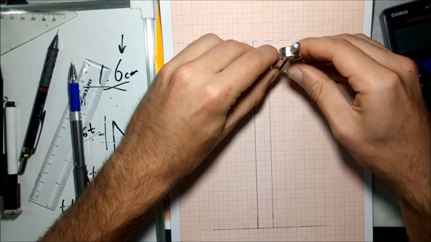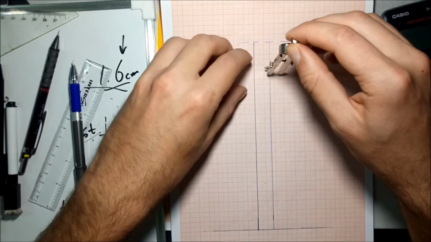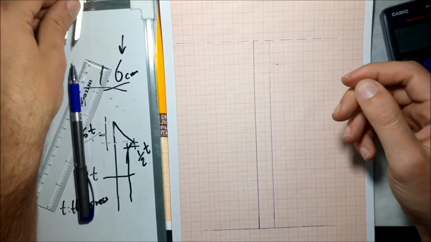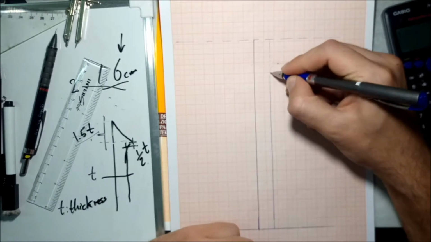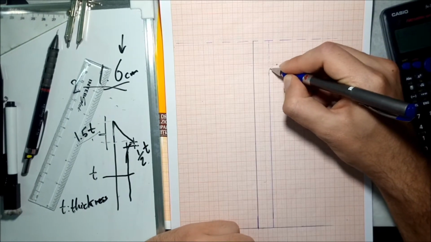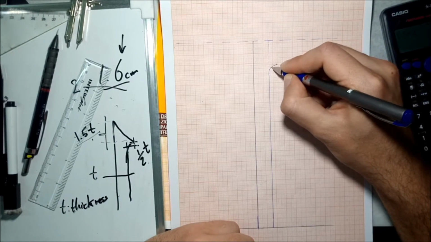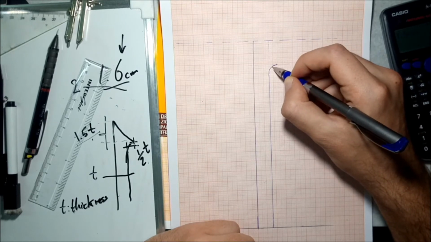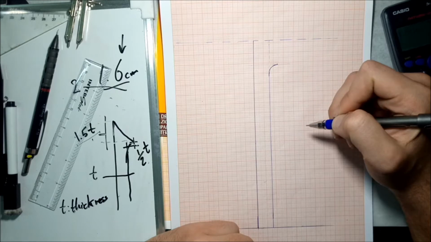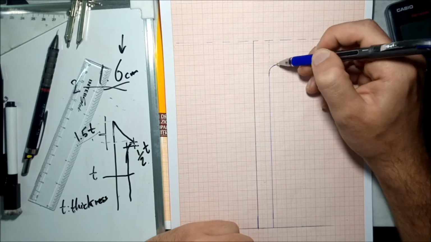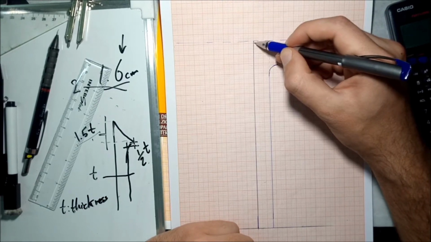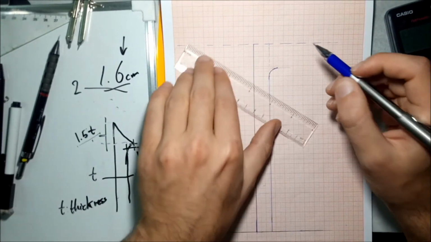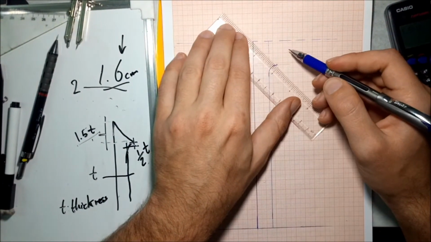Go a little bit bigger. And we do this shape. Let's see how it looks like. There you go. Now, we need to connect this point to this point. Now, some people connect it straight using a ruler.